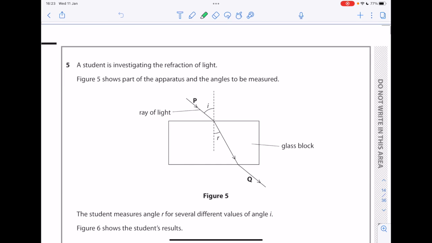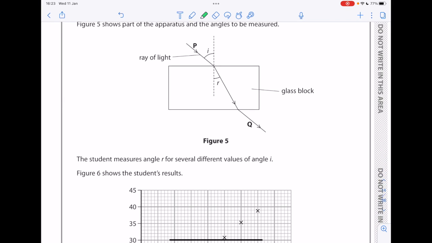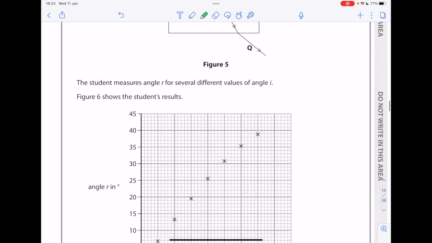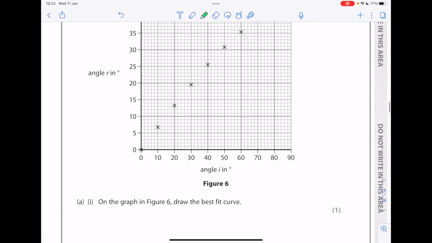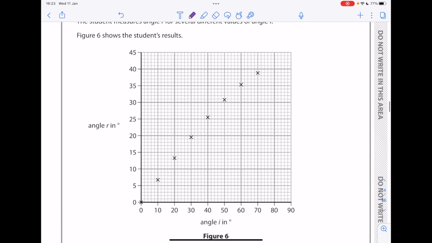A student is investigating the refraction of light. Figure 5 shows part of the apparatus and the angles to be measured. The student measures angle R for several different values of angle I. On the graph in figure 6, draw the best fit curve.